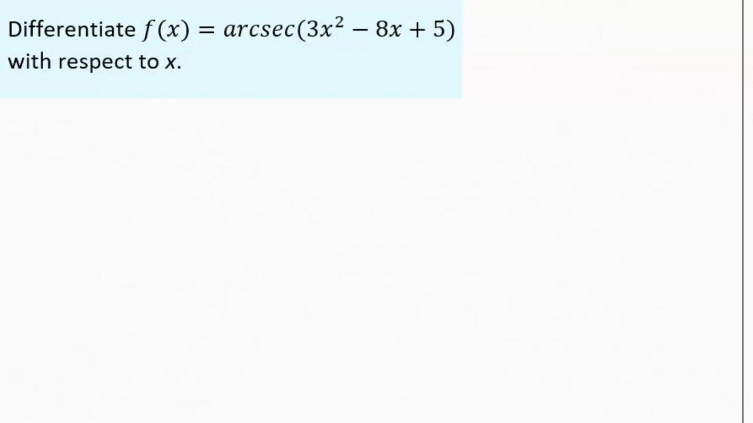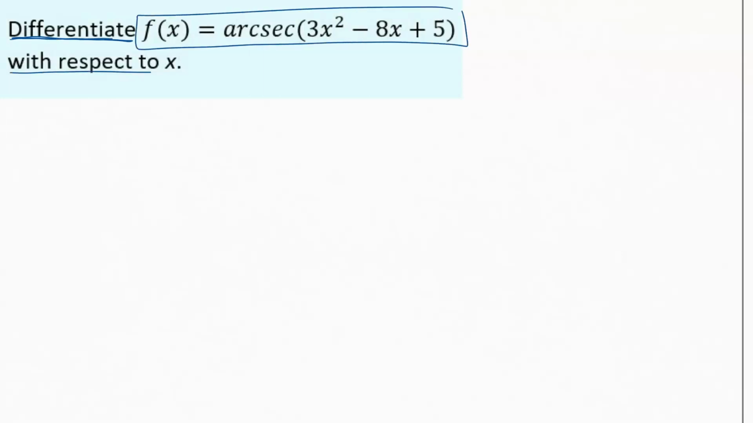Here we have an example that's asking us to differentiate, which just means find the derivative of this equation. And then they always put this with respect to x just to let us know that x is the variable we care about. So what we're looking at for an equation is f of x equals arcsecant, that's how you say that, of 3x squared minus 8x plus 5.